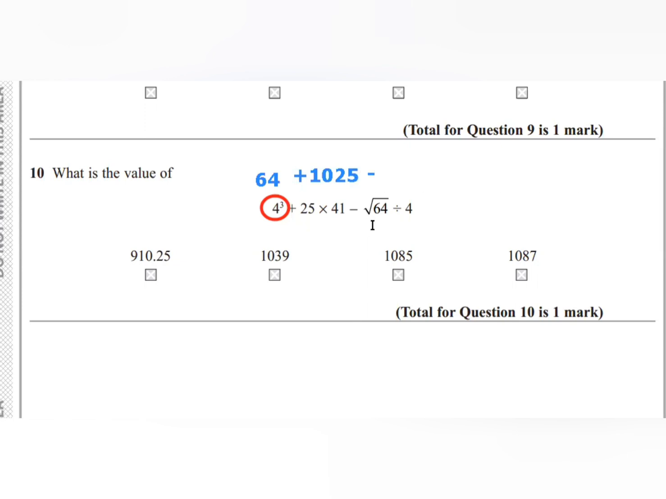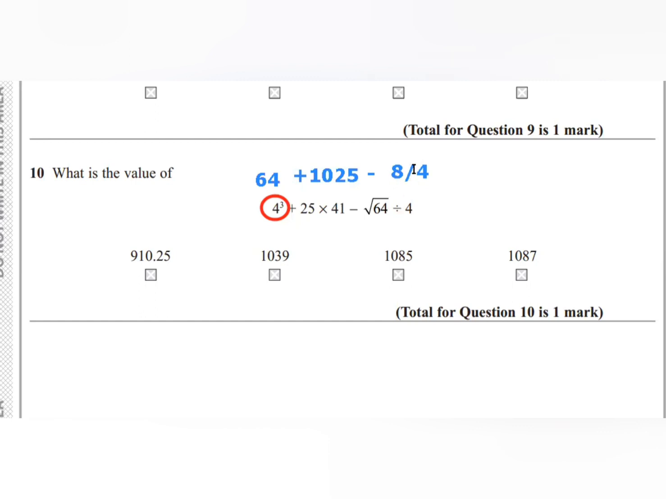This is the square root of 64. Square root of 64. I'm going to put it in the calculator. And the square root of 64 is 8. So I'm going to write 8. And then divide 4. Okay. Now, I'm going to do the division first. Same idea. Division first. So 8 divide 4 is going to be 2. Very good. It's going to be 2.